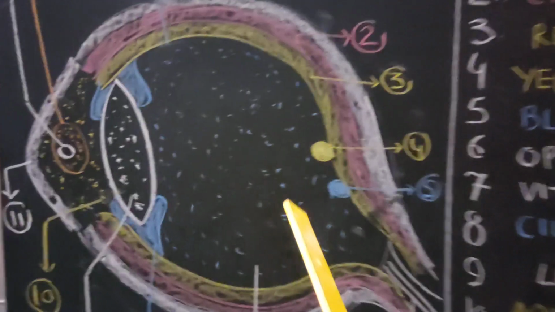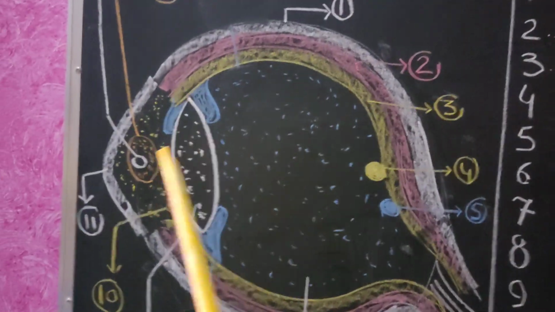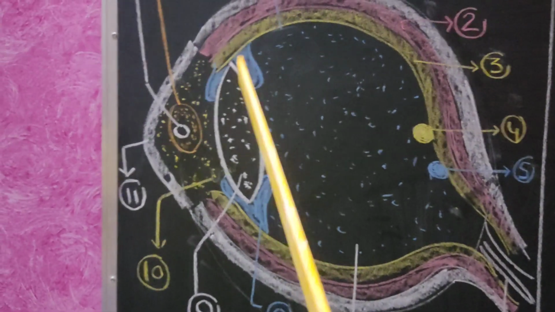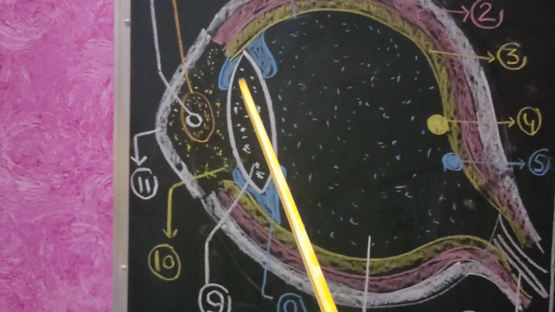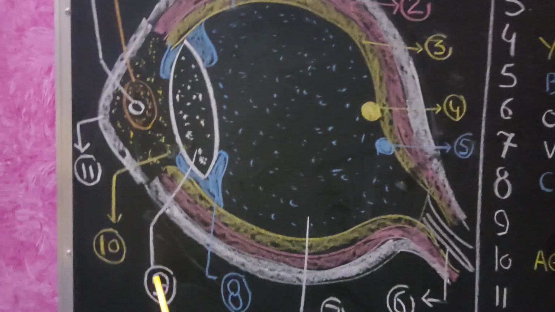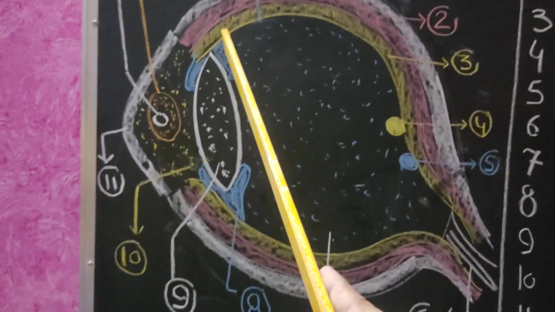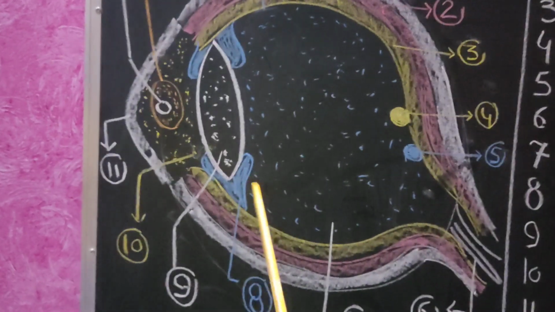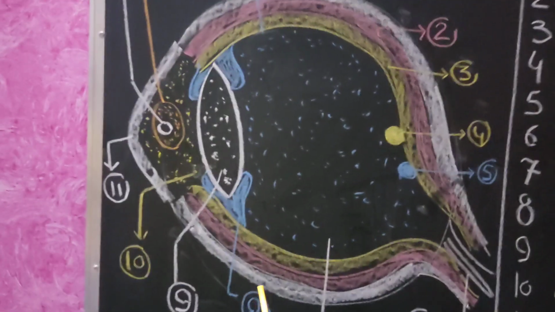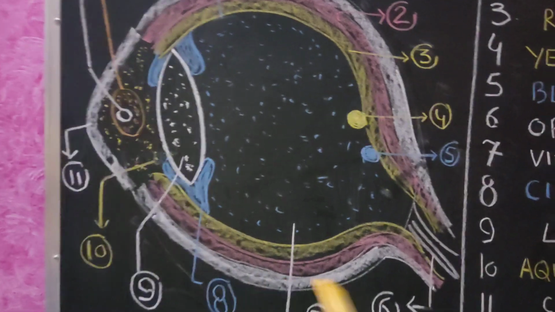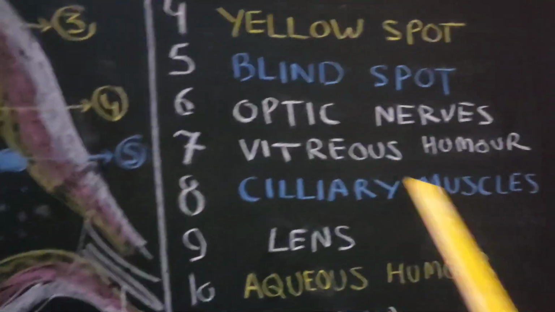So two types of humors are present. This is vitreous humor. This is aqueous humor. Now come to the lens. This I've shown in white. This is just a convex lens, and this lens is not hanging anywhere. It is fixed by this type of muscles, shown as number 8. These muscles are known as ciliary muscles. So here I have written number 8, ciliary muscle.